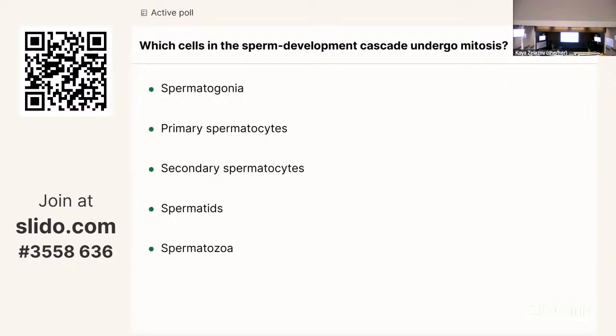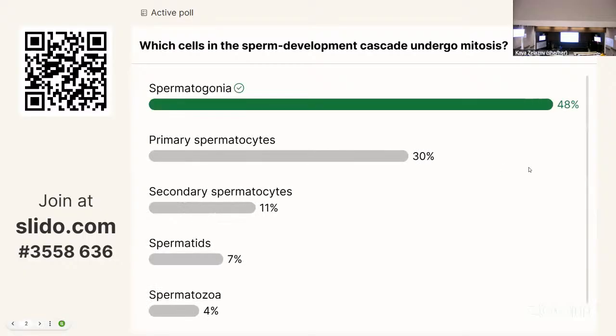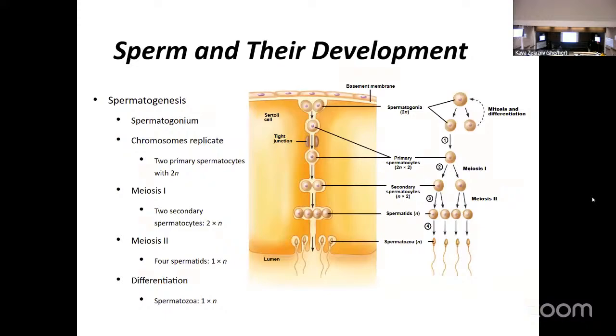Look and go over this. All right, cool. So spermatogonia is the right answer. And let's take a look at what we're talking about here. Okay, so what we're talking about when we're talking about sperm development was formerly called spermatogenesis. So the development of fully mature sperm eventually.